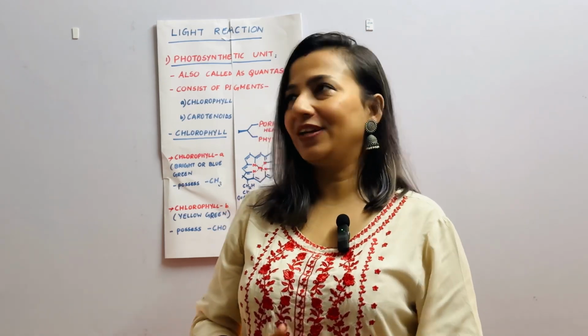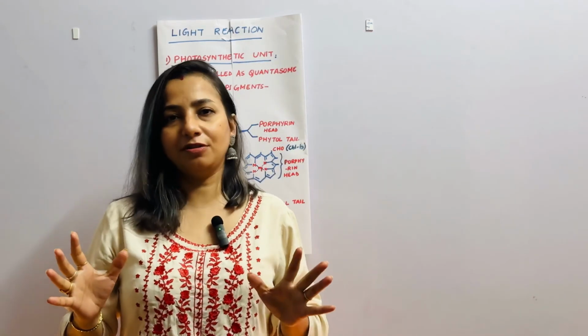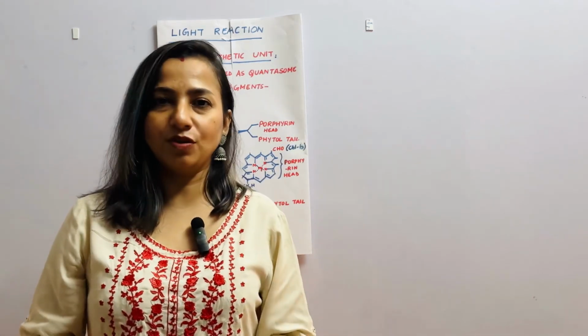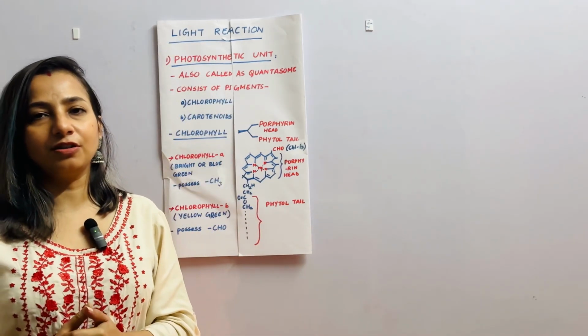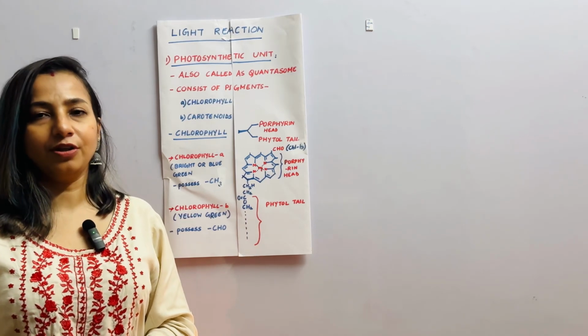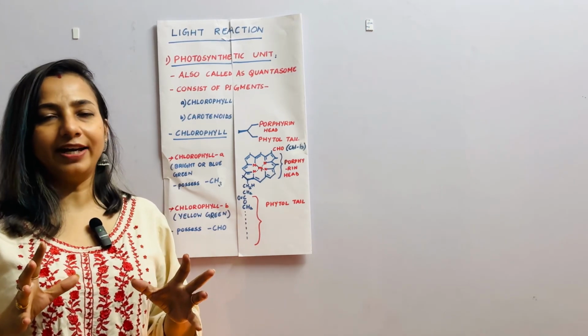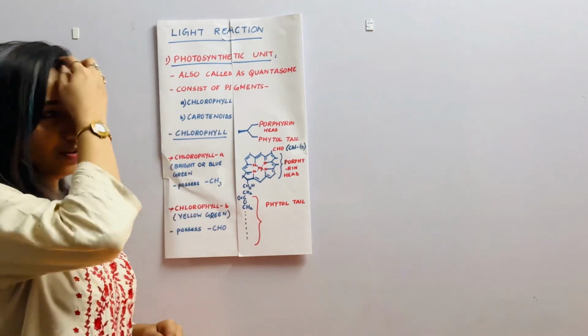So as we know, last class we studied where photosynthesis occurs and what the mechanism of photosynthesis is, and we found out that photosynthesis occurs in two phases, one the light reaction and the other known as the dark reaction. So we studied a bit about the light reaction. We are going to continue with the light reaction.